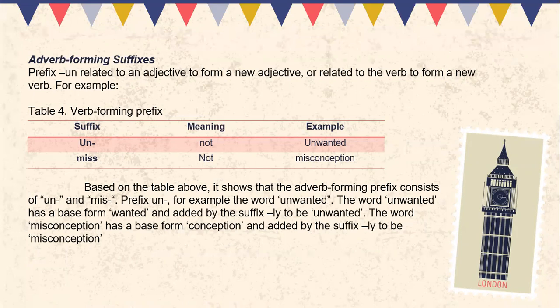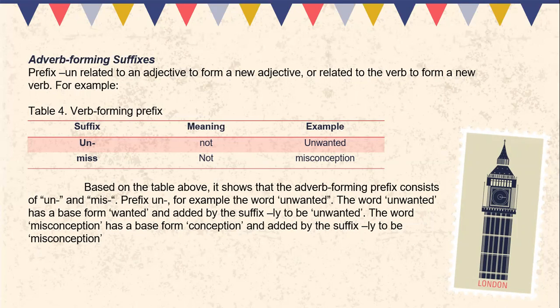Prefixes are related to an adjective to form a new adjective, or related to a verb to form a new verb. For example, the prefix un- has the meaning "not", for example, unwanted. The prefix mis- has the meaning "not", for example, misconception. Based on the table above, it shows that the prefixes consist of un- and mis-. Prefix un-, for example, the word unwanted.